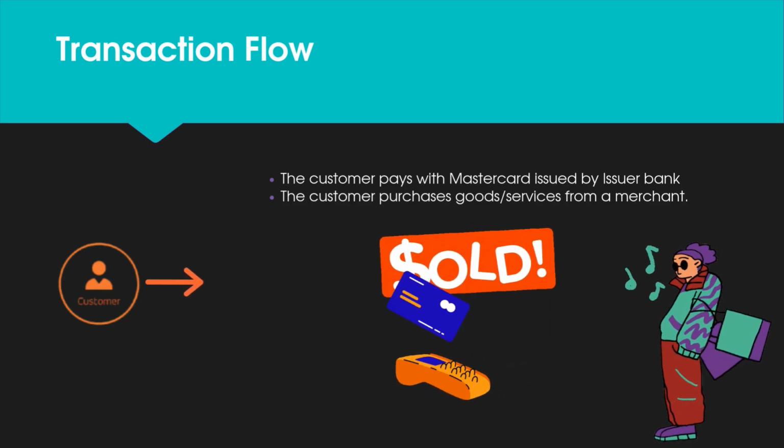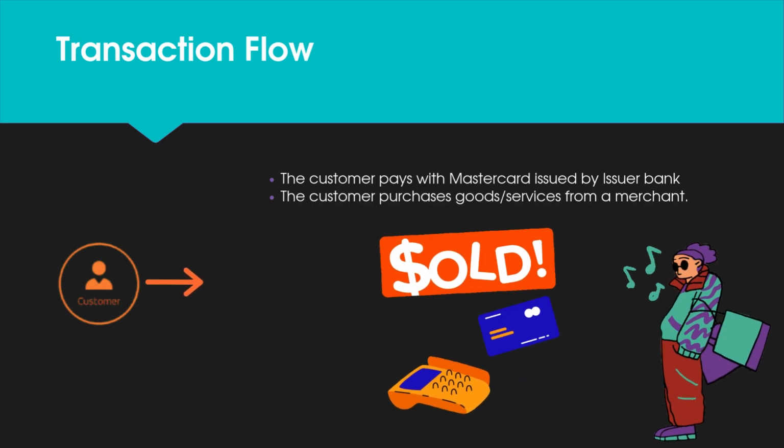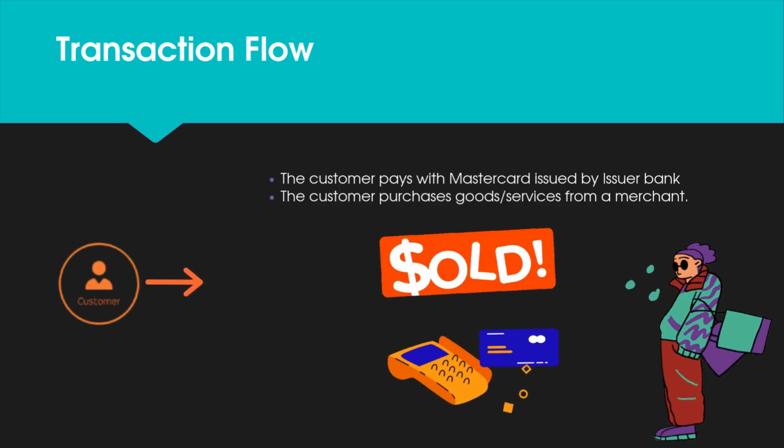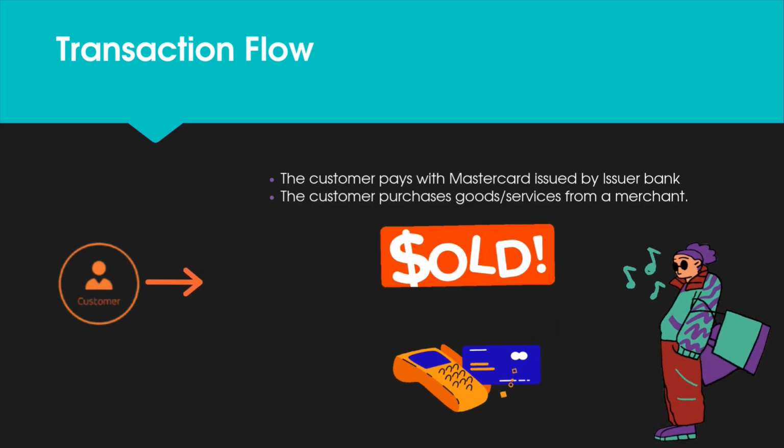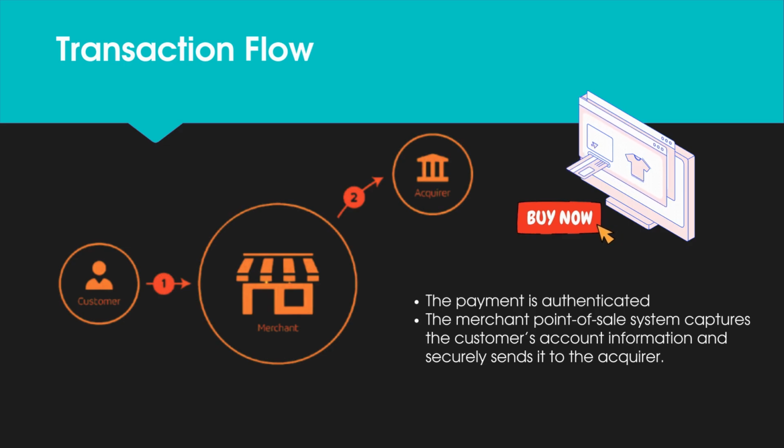The customer uses a MasterCard issued by their bank, also known as the issuing bank, to make the purchase from a merchant. When the customer clicks buy, they are taken to a payment page. This page is where the customer enters their card details, along with other relevant information required for the transaction. This page is managed by the merchant, but also involves the card association, like MasterCard or Visa.